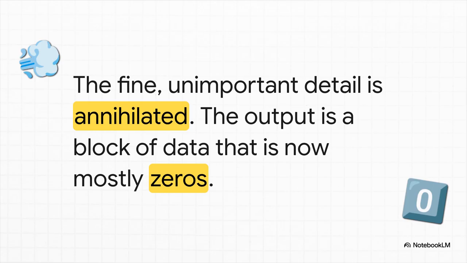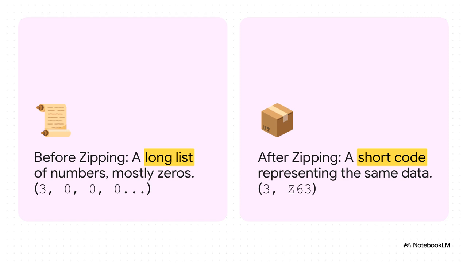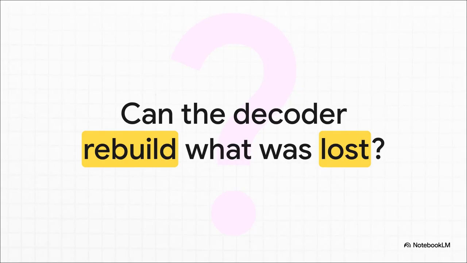It's mostly empty. So on to our final station, the zipper. After that, we'll flip things around and see how your device takes this tiny little package and tries to rebuild the original image. The zipper's job is really just cleanup. It needs to package this sparse block as efficiently as it can, and since the block is now mostly zeros, it uses a dead simple trick called run-length encoding. Instead of writing out 00000 63 times, which is obviously super inefficient, it just writes a tiny code like Z63. What was a long, clunky string of numbers becomes this tiny little two-part instruction. And that's pretty much it.